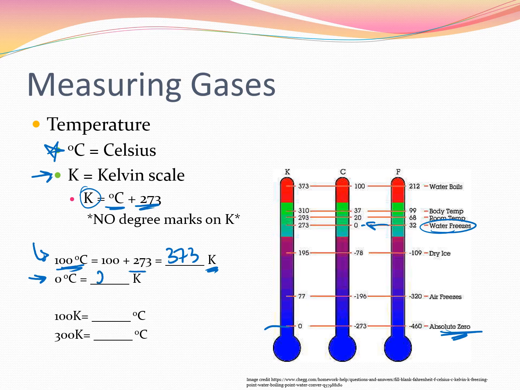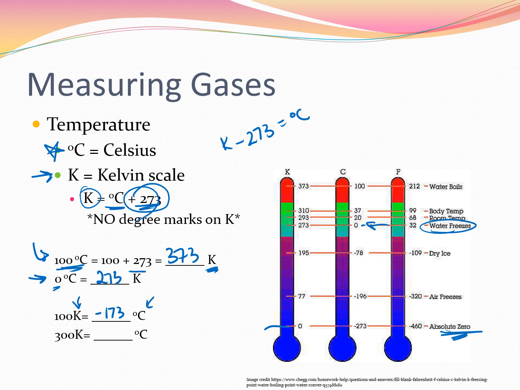You should have gotten 273 because 0 plus 273 is 273. What if I want to flip it around and go from Kelvin back to Celsius? Well, if we have to add 273 to get from Celsius to Kelvin, to go from Kelvin back to Celsius, we're just going to subtract 273. So if I have 100 Kelvin, 100 minus 273 gives us a grand total of negative 173 degrees Celsius.